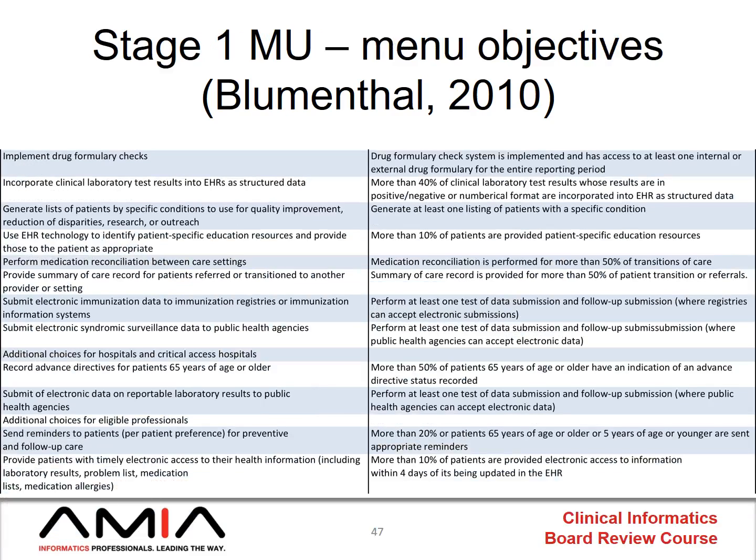This slide lists the menu objectives for stage 1 of meaningful use. The upper half or so lists objectives that apply to both eligible hospitals and eligible professionals. There are then some measures that apply only to eligible hospitals, followed by others that apply only to eligible professionals.